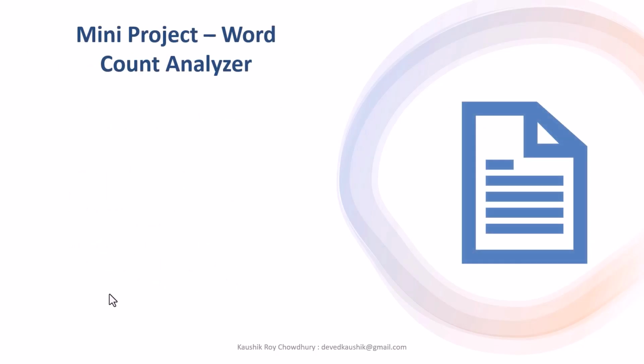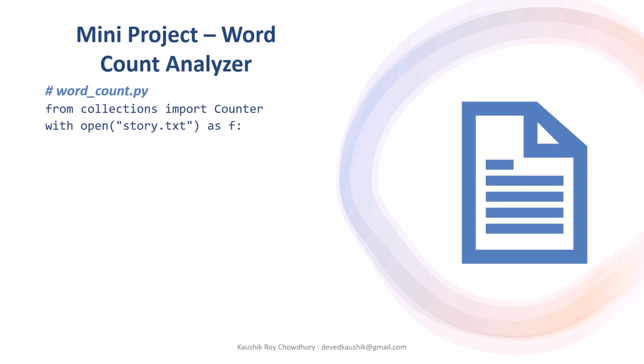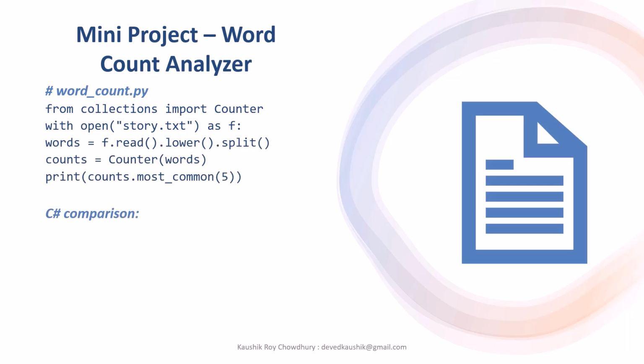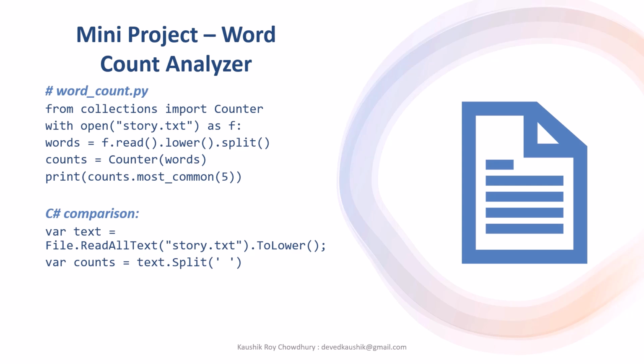So finally, we come to a mini project, which will be a word count analyzer, and this is a classic text mining starter: counting words in a file in just a few lines of Python. So this is the full code, and this is the C# comparison. We'll run these two codes one by one, and let me switch over to Visual Studio Code once.